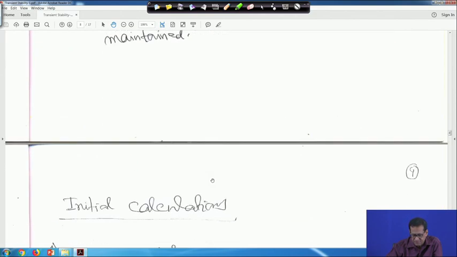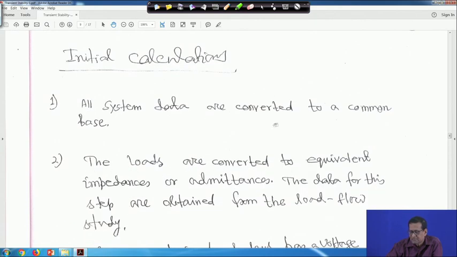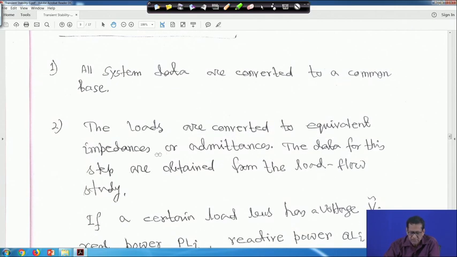Now, initial calculations: what are the initial calculations required for transient stability studies? All system data is first converted to a common base, that means the per unit system. The loads are converted to equivalent impedances or admittances. The data for this step are obtained from the load flow study, that we will see later.